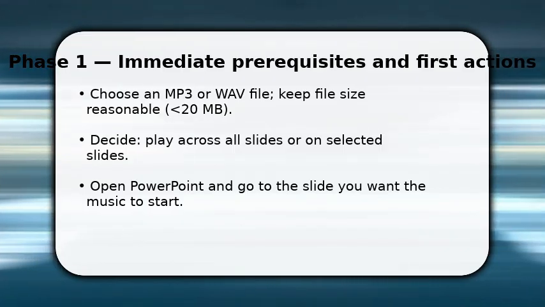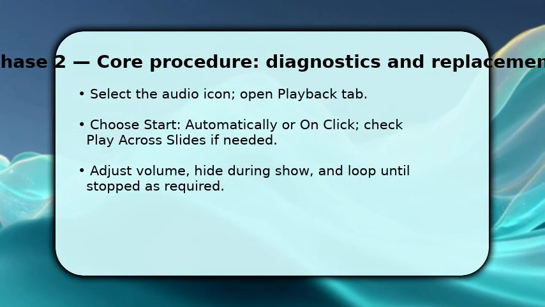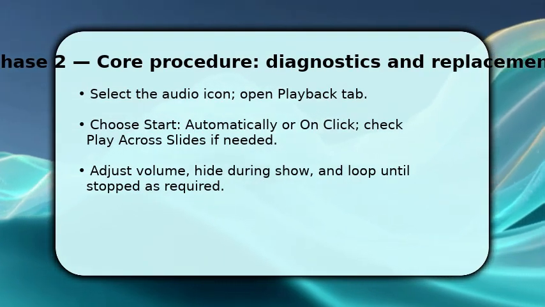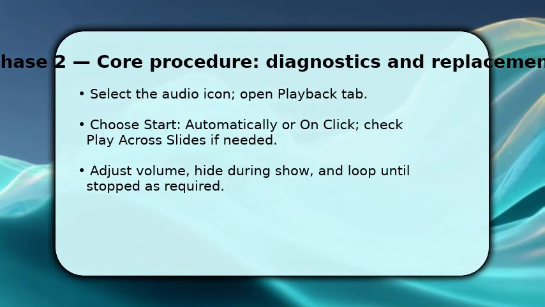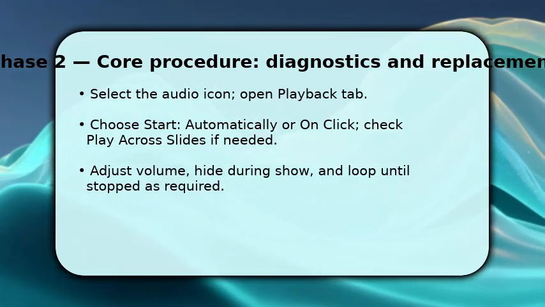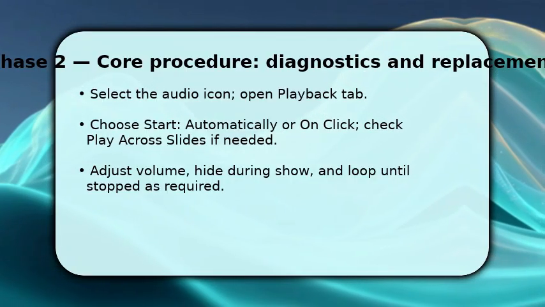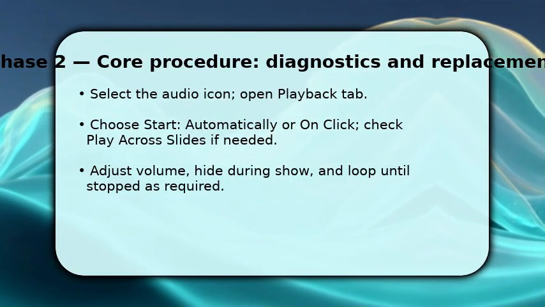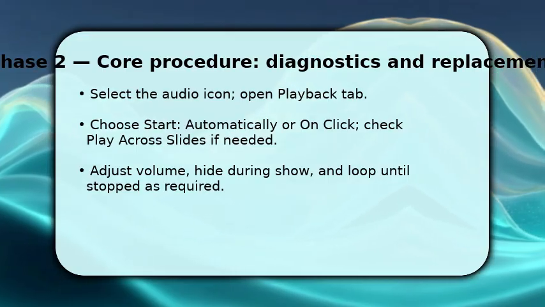Next, you'll configure playback so the music behaves correctly. Select the audio icon and open the Playback tab. Choose Start, automatically if you want it to begin without input, or on click to trigger manually. If the track should run across multiple slides, enable Play Across Slides and optionally loop until stopped.